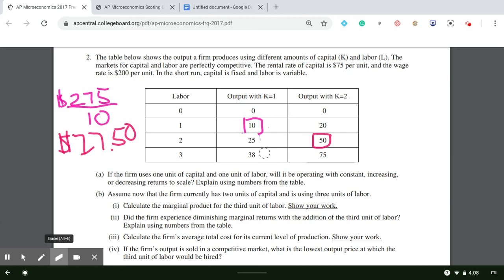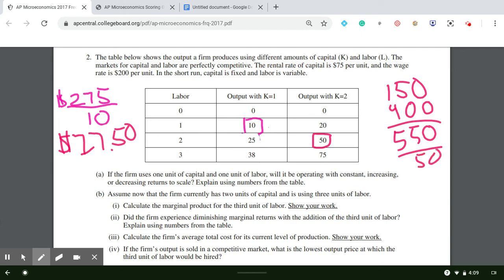So again, if it were less than 20, it would be decreasing returns to scale. If it was 20, it was constant returns to scale. But it's 50. It's increasing returns to scale. We went from an average total cost of 27.50 that I showed right there. Capital will be $150, 75 times 2, and this will be 400. So we got 550.